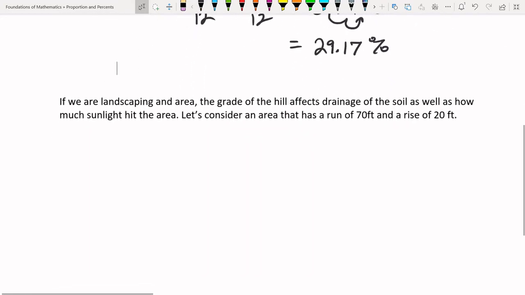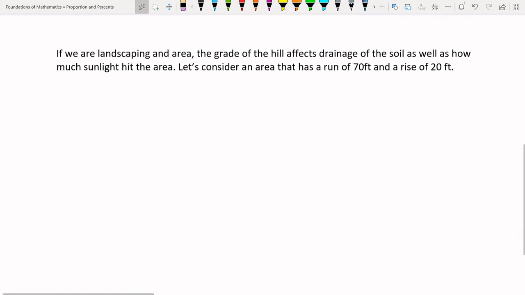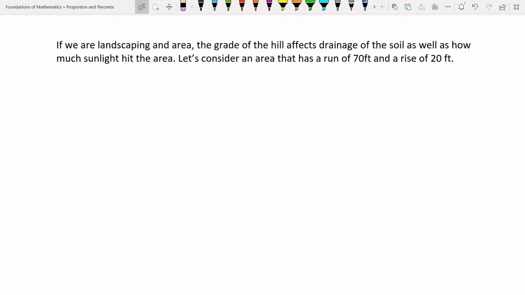Okay, continuing. For landscaping an area, the grade of the hill affects the drainage of the soil, as well as how much sunlight hits the area. So the grade is the steepness of a slope, and the steepness here is written as a percentage. And a slope is the rise over run. It's a very common number to use in a lot of different areas. It's very important in mathematics, especially if you go into calculus. Slope is very useful.